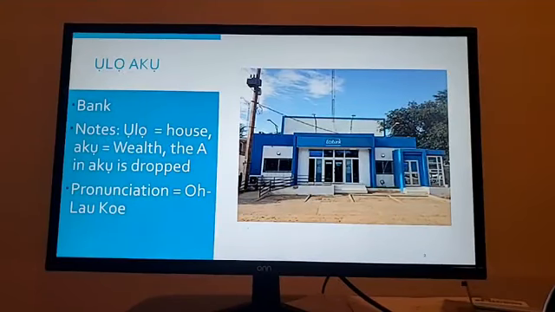And so again, like most languages out there outside of English, you give the subject and then the description after the fact. So you're saying house of wealth. In other words, bank. Ola Koe, bank.